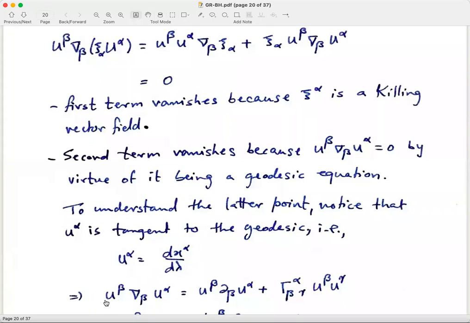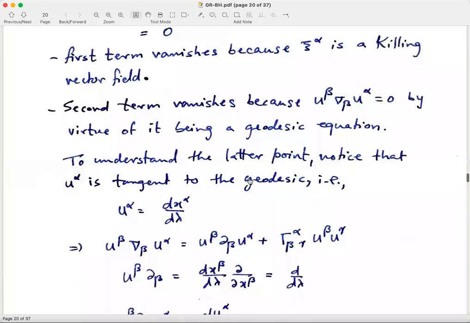So let's substitute this quantity inside this u^β ∇_β u^α equation. That can be written as u^β ∂_β of u^α plus Γ^α_βγ times u^β u^γ. That's what this covariant derivative would mean.